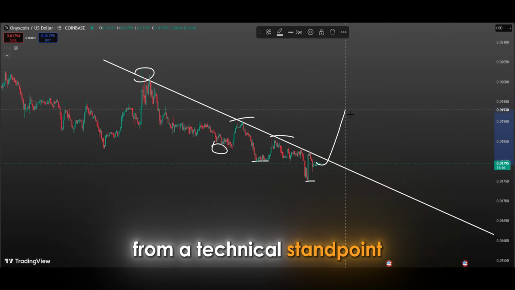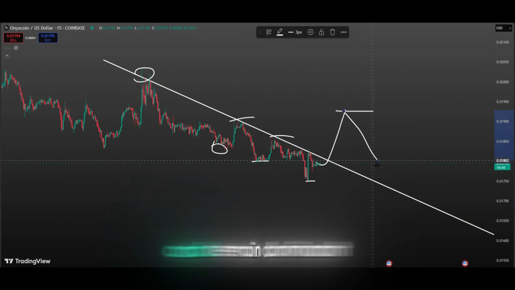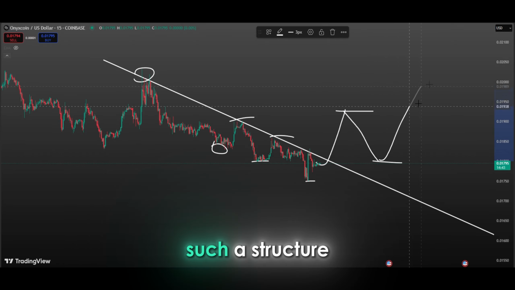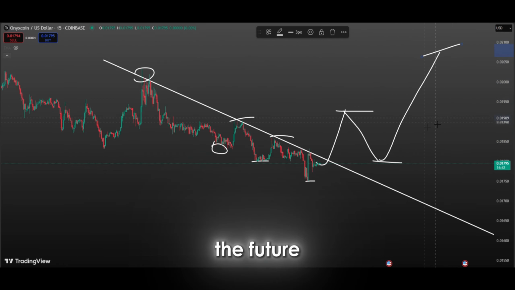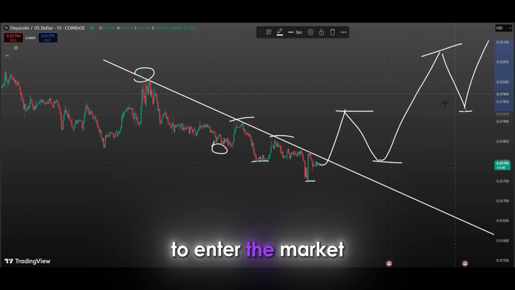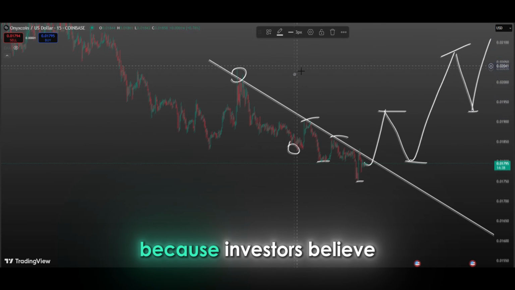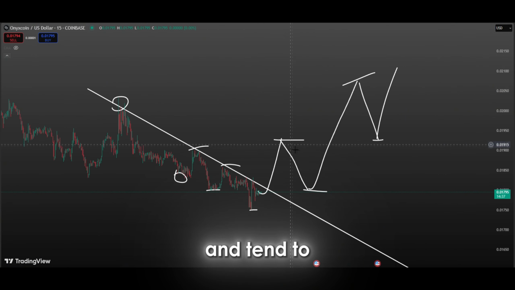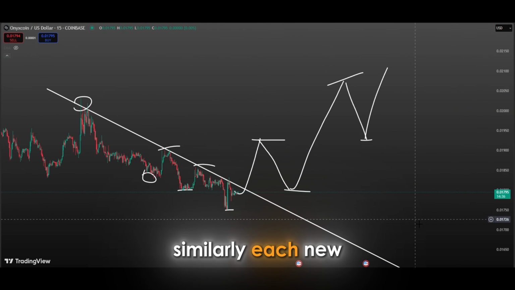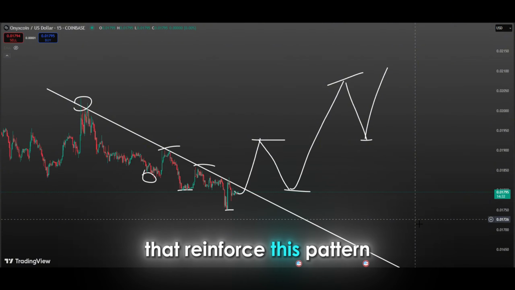From a technical standpoint, the presence of lower highs and lower lows indicates that sellers still hold control and remain dominant in the market. Such a structure suggests that investor sentiment about the future is generally pessimistic. Even those who wish to buy are waiting for lower levels to enter the market. As a result, each new high is lower than the previous one because investors believe the price cannot go much higher and tend to take profits early. Similarly, each new low forms lower due to panic selling, attempts to cut losses, or buyers missing the opportunity in a falling trend, all driven by psychological factors that reinforce this pattern.